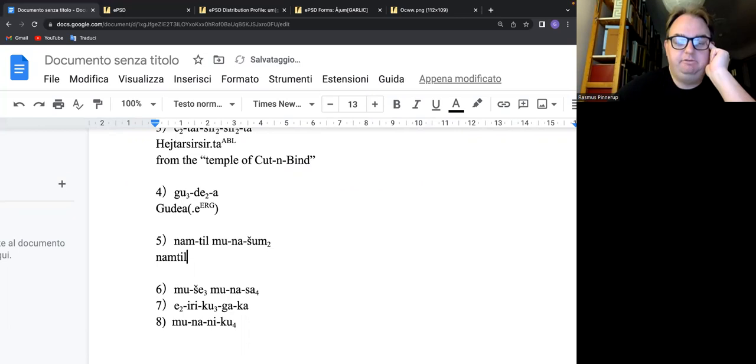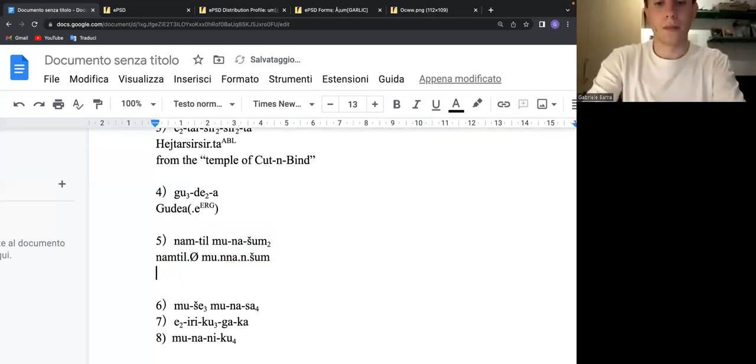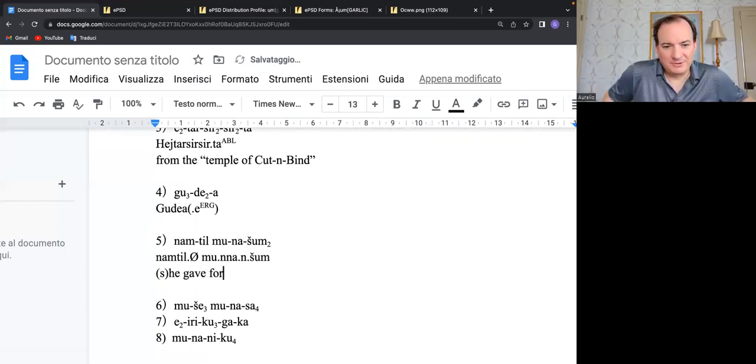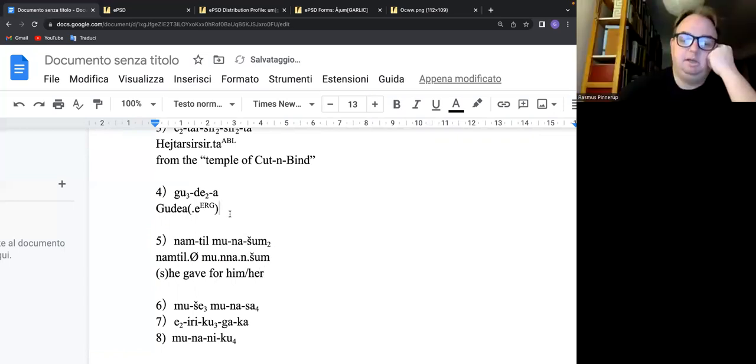Nam til is life, of course, right? Yep. And munashum is to someone gave for someone else. So he gave for her or she gave for him. Right. Which would make me think the line before that could possibly be a dative. Gudear. That could be a case as well. But we need probably to see the entire context.